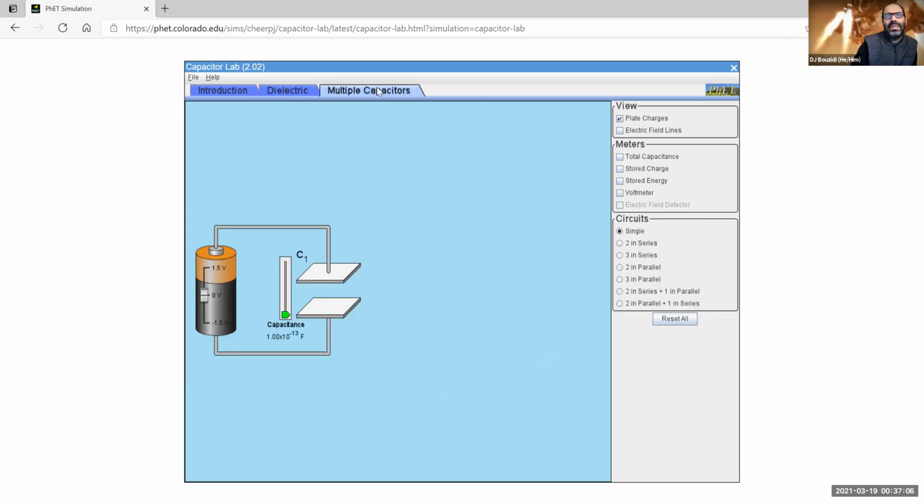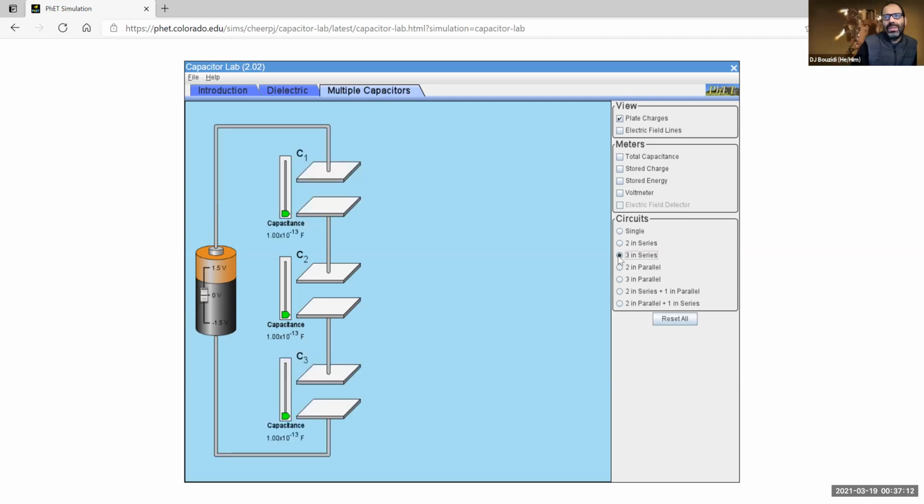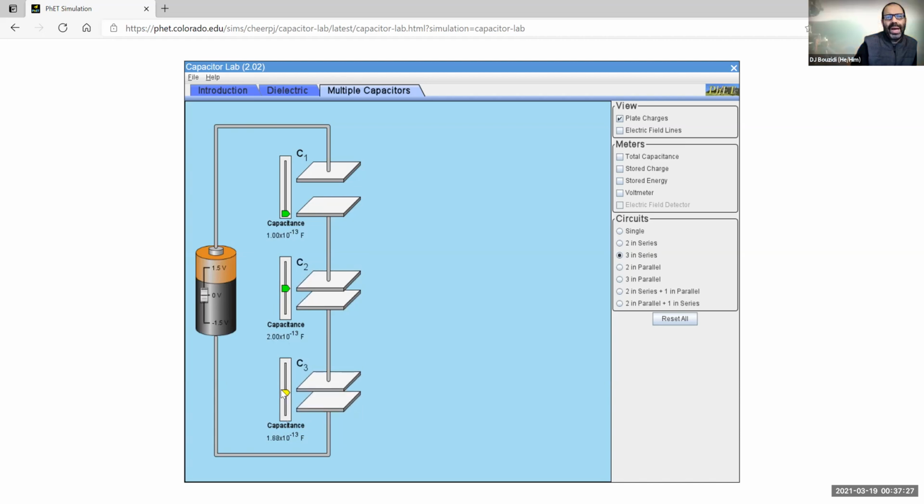So finally, there is this part in here. You have a bunch of capacitors. At some point, you're going to be doing 3 capacitors in series. So you have capacitor C1, capacitor C2, capacitor C3. This one, you can leave it at 1. This one, they tell you to move it to 2. And this one to 2.5.